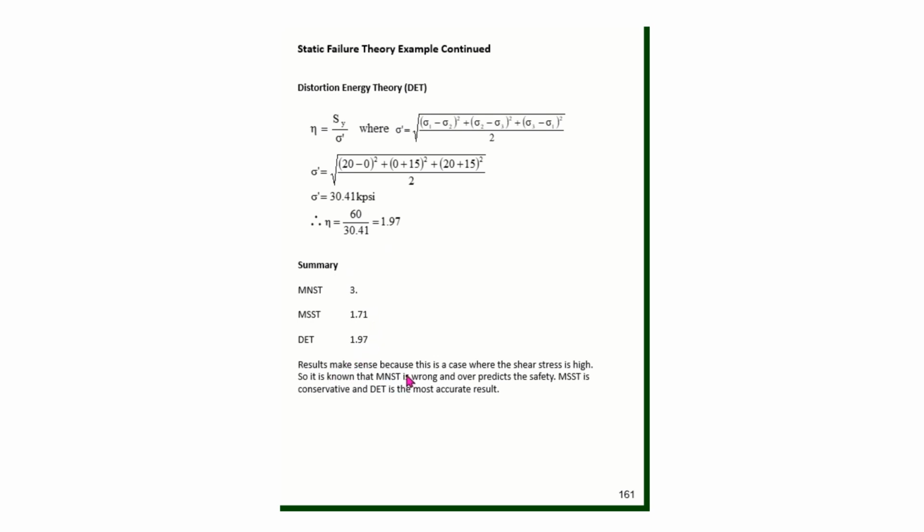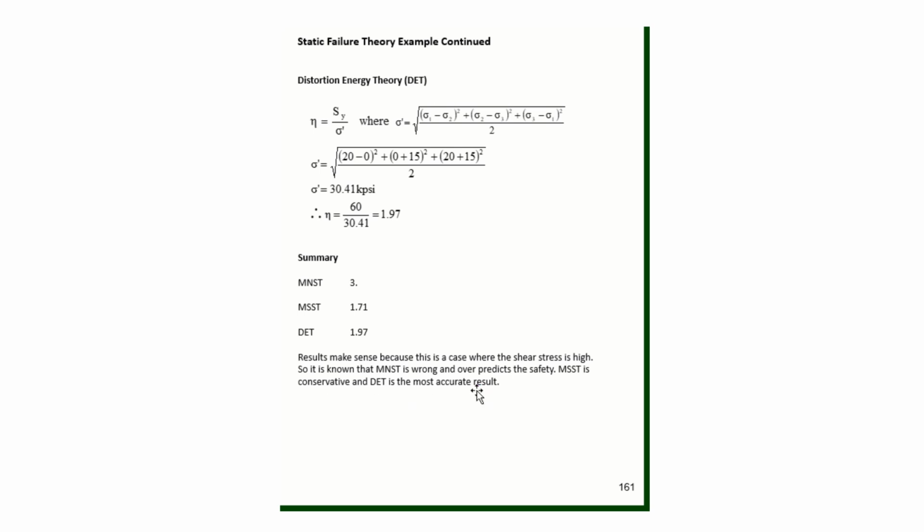These results make sense because this is a case where the shear stress is high. So it is known that the maximum normal stress theory is wrong and overpredicts the safety. Maximum shear stress theory is conservative, and distortional energy theory is the most accurate result. So hopefully that gives you an example problem that you can use to better understand these failure theories.